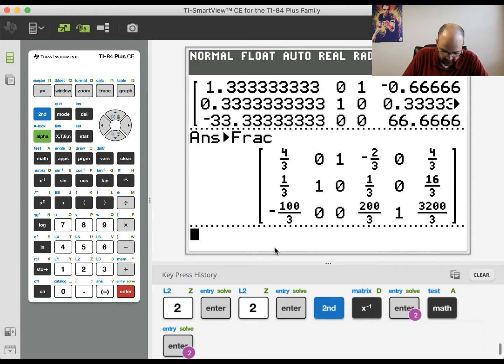So we have, I'm going to go vertically, so 4/3, 1/3, negative 100 thirds, 0, 0, sorry, 0, 1, 0, 1, 0, 0, negative 2/3, 1/3, 200 thirds, 0, 0, 1, 4/3, 16 thirds, 3200 thirds. Awesome.